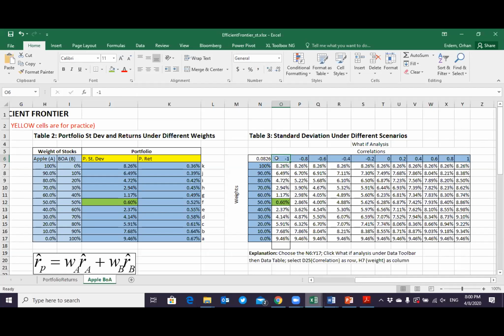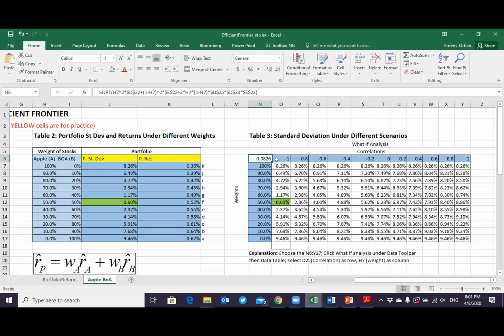So this is called what-if analysis. What if the correlation is -0.8? What if the correlation is -0.6? What if the correlation is 0.5? So this is the worst case, by the way. Let's remember once again, if the correlation is 1, you can never eliminate risk. So the correlation should be as low as possible.